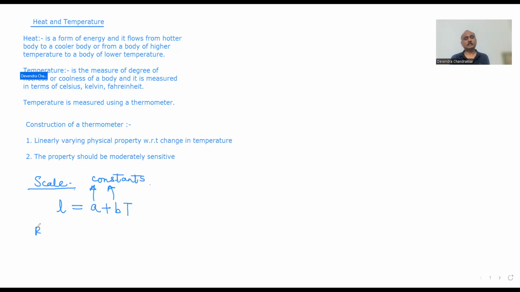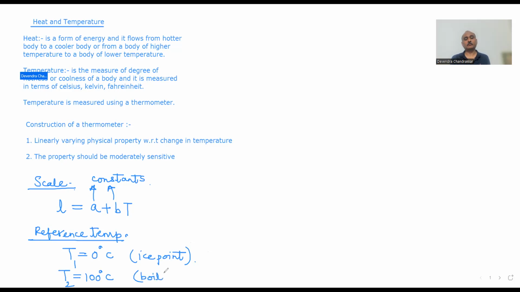So the reference temperatures which we use to make a scale are T is equal to 0 degrees Celsius, that is the ice point or freezing point, and T is equal to 100 degrees Celsius, this is the boiling point of water. Here this is T1, this is T2. I hope all of you understood this. Yes or no? Yes, sir. We now want to make a scale, right?